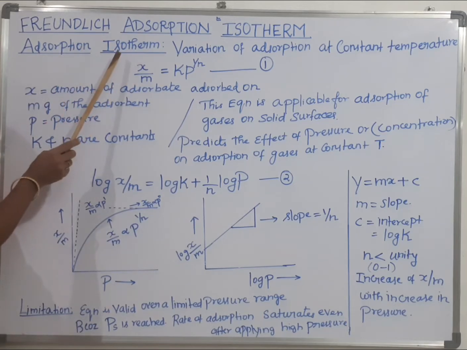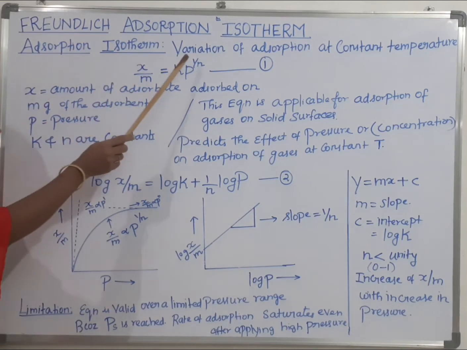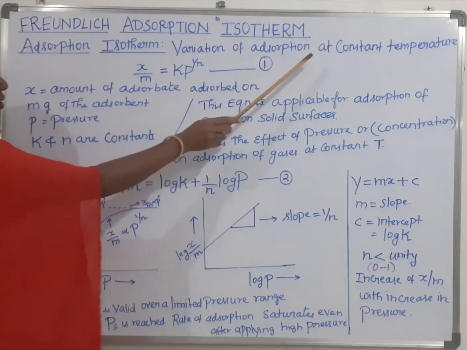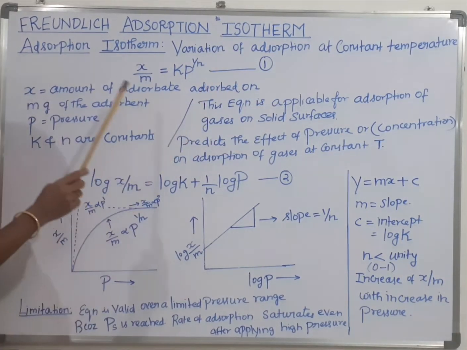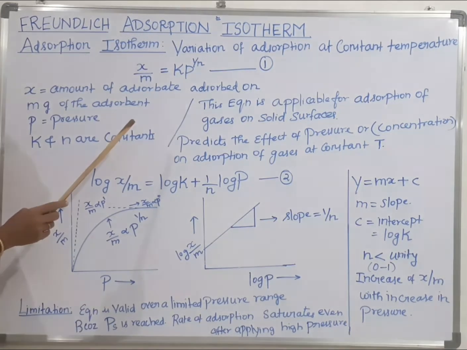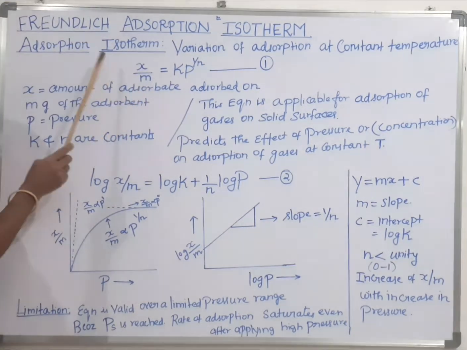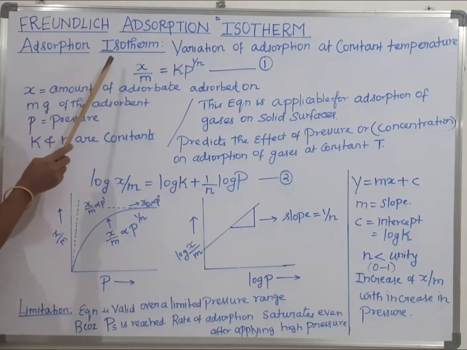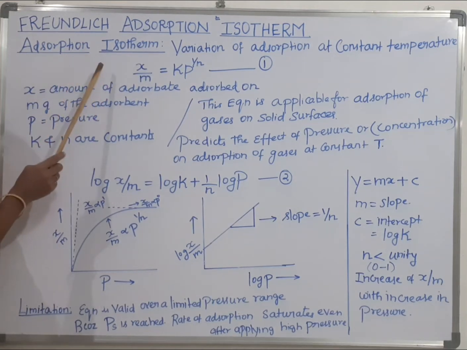So what is meant by adsorption isotherm? It is the variation of adsorption at constant temperature. Here in this adsorption isotherm, temperature remains constant. So the variation of adsorption at constant temperature is the adsorption isotherm. Let us see the Freundlich equation.